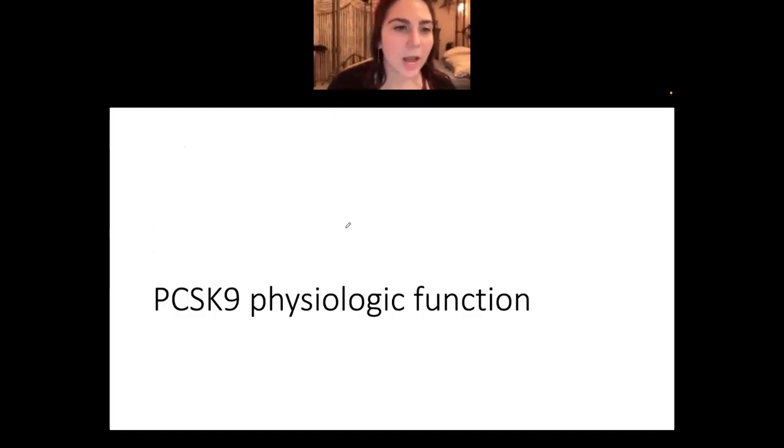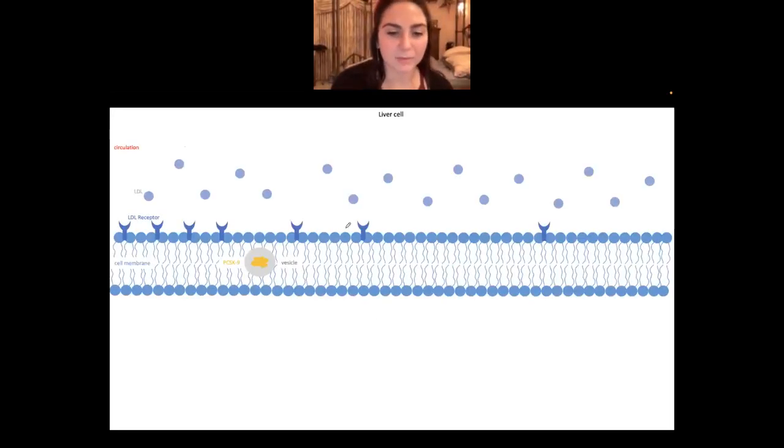Okay, so PCSK9, we didn't really go into PCSK9 in that process, so I just put in a few extra slides on what PCSK9 does. So here's my cell membrane. I just love using PowerPoint, can you tell? Here's my cell membrane, my lipid bilayer. Here are my LDL receptors.